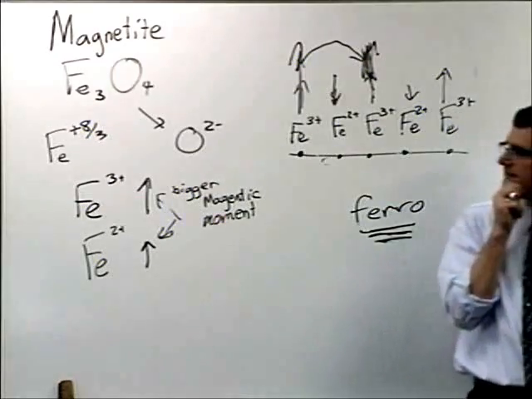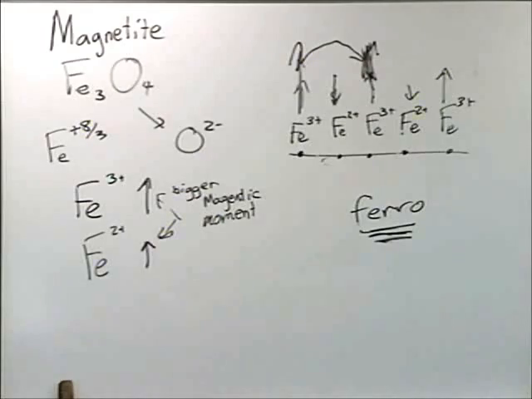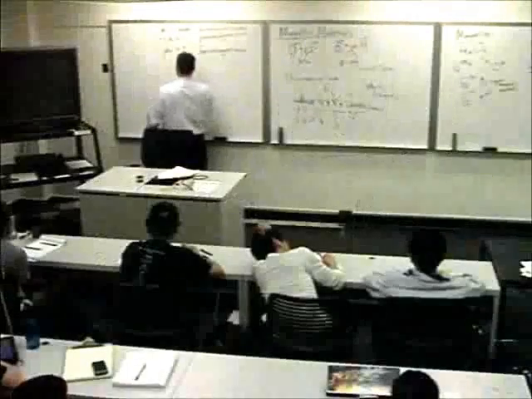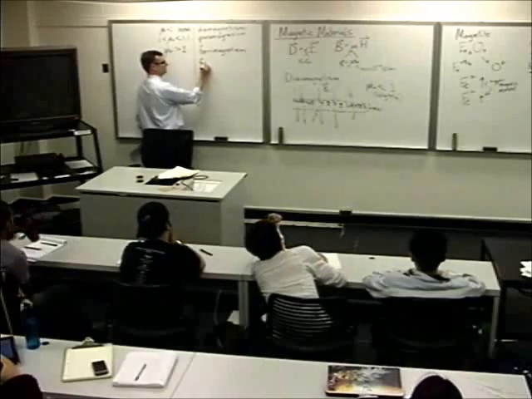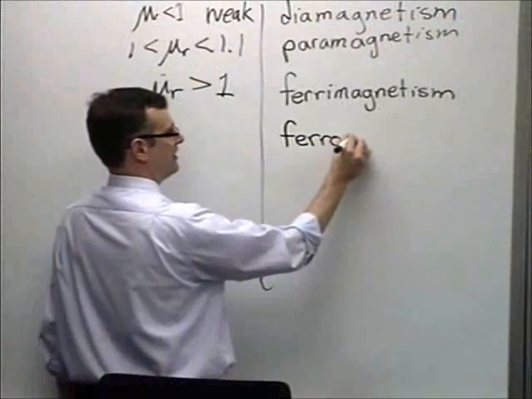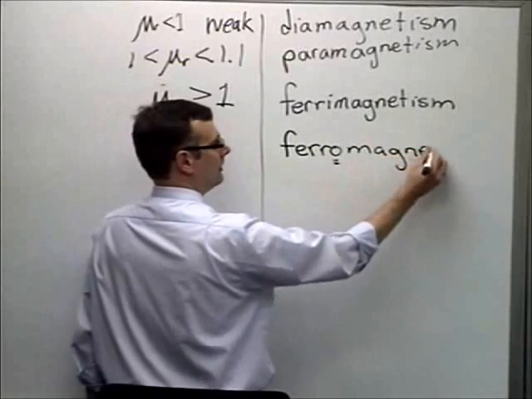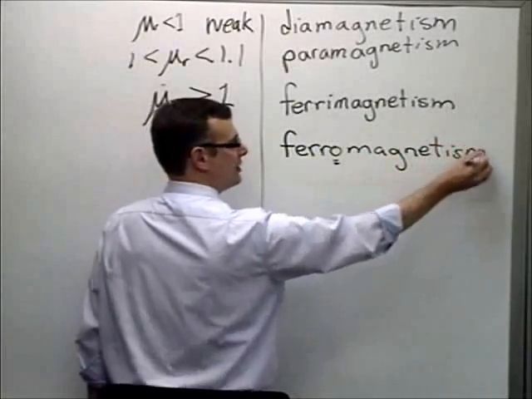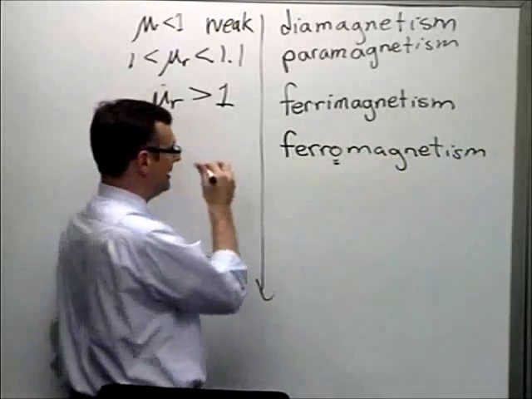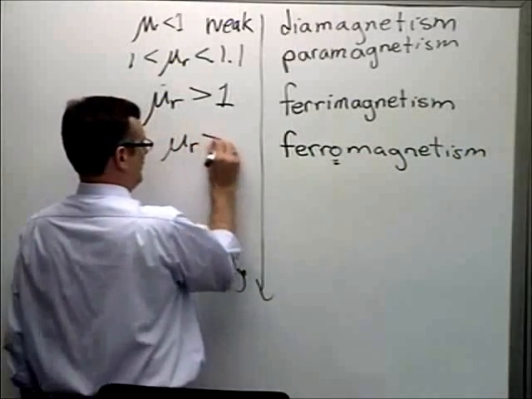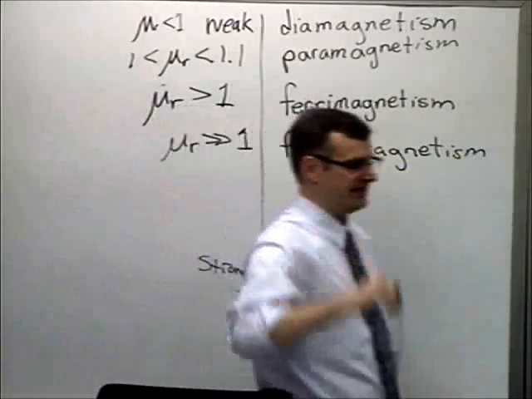Well, let's see. That's getting stronger. Now, the next one is sort of the really strong one. This is ferromagnetism. You change one letter, but you vastly change the performance of the materials. This is the one where you get super huge permeabilities in the hundreds, thousands, tens of thousands.